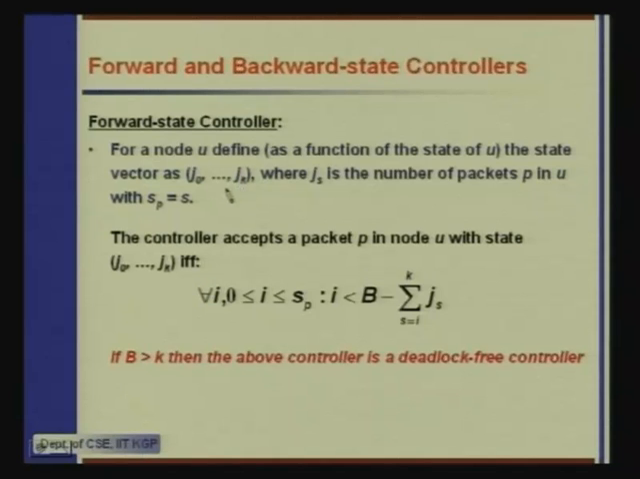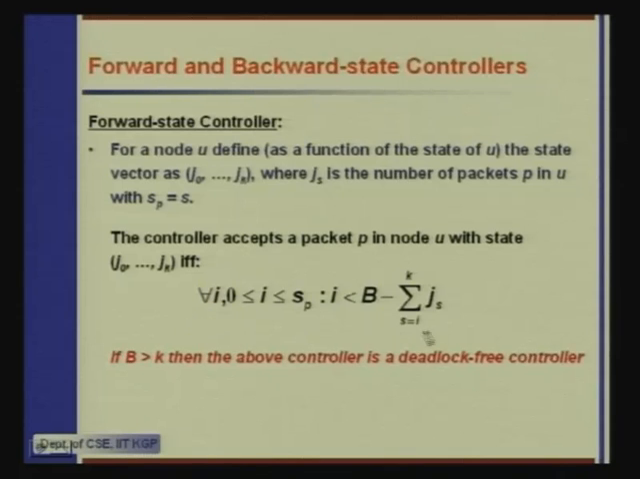So, at a given state in a node u, you have certain packets; you count the number of packets which has one hop to go, the number of packets which has two hops to go, three hops to go, they are j1, j2, j3, etc. And then the controller accepts a packet p in node u with this state if for all i, 0 less than or equal to i less than or equal to sp, i is less than b minus the summation of the number of packets which have i to k hops to go, or the number of packets which have at least i hops to go, okay.